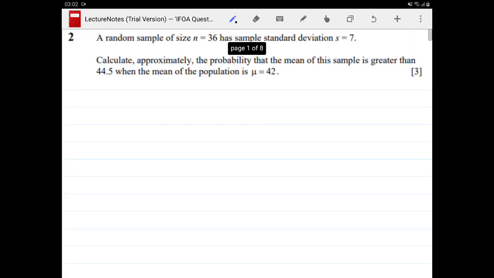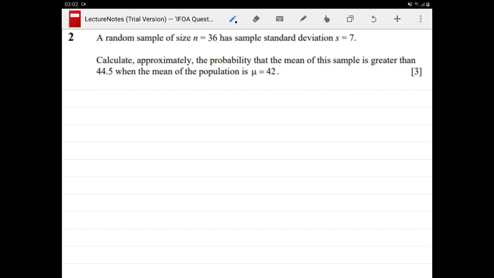Okay, so the question reads as follows. A random sample of size n equals 36 has a sample standard deviation s equals 7. Calculate approximately the probability that the mean of the sample is greater than 44.5 when the mean of the population mu is equal to 42. Okay, so pause the video and attempt it on your own and then come back.